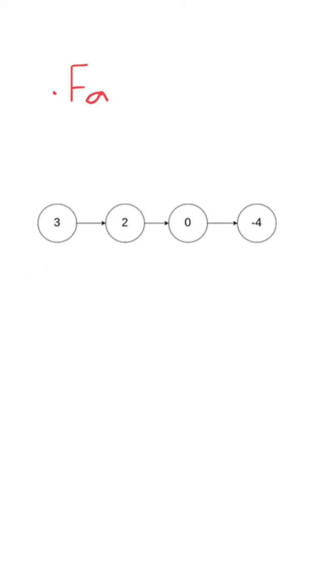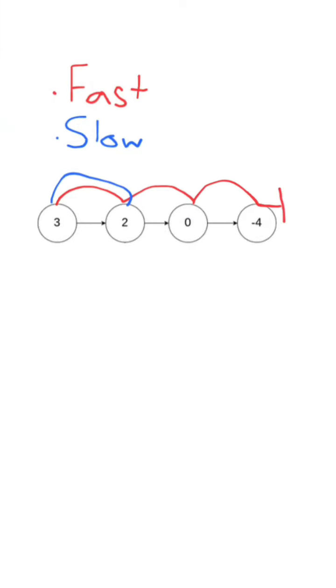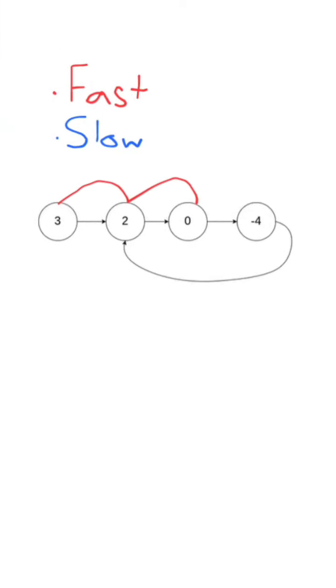The method we'll use is called fast and slow pointer, also known as the tortoise and the hare algorithm. We'll create a fast pointer that moves forward 2 nodes at a time, and a slow pointer that only moves forward 1 node at a time. Now, if these pointers reach the end of the list, we know there's no cycle, because a list with a cycle in it has no end.